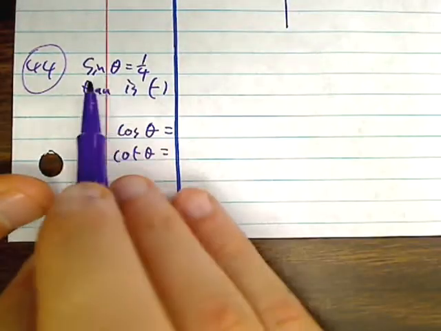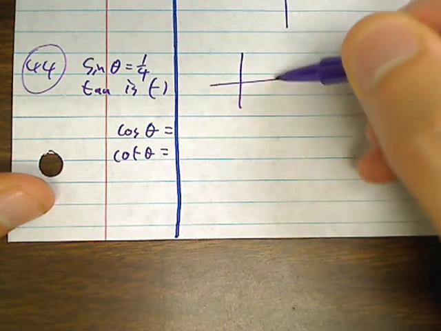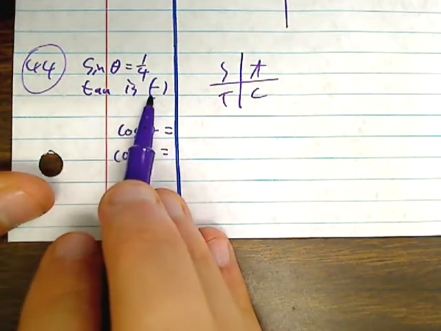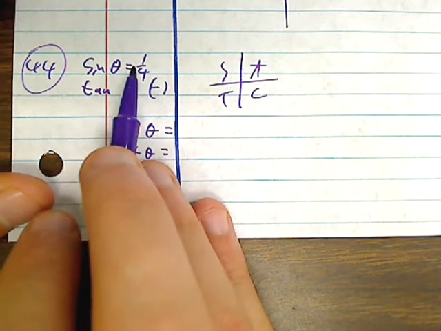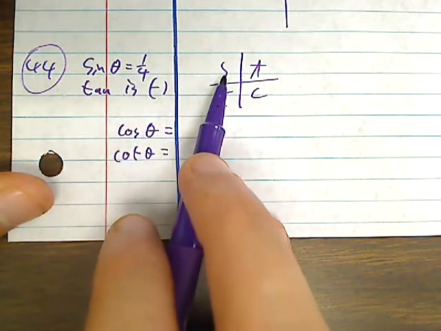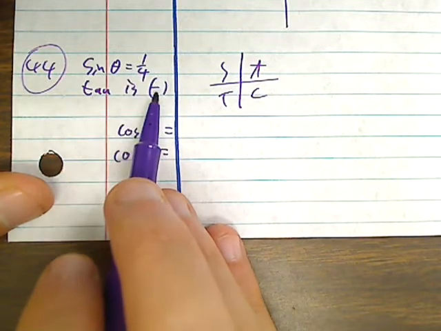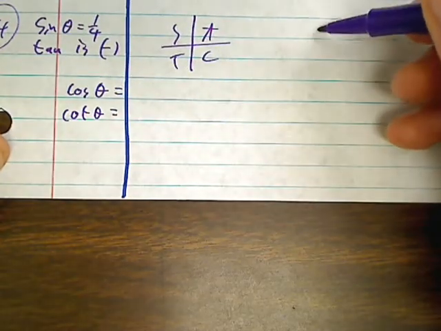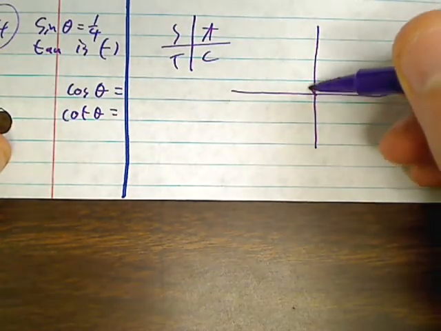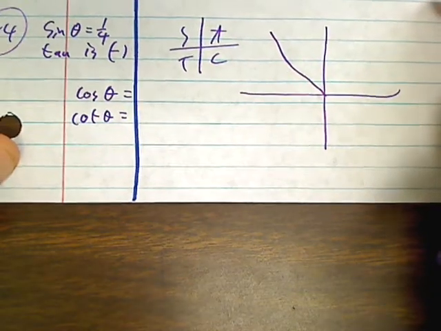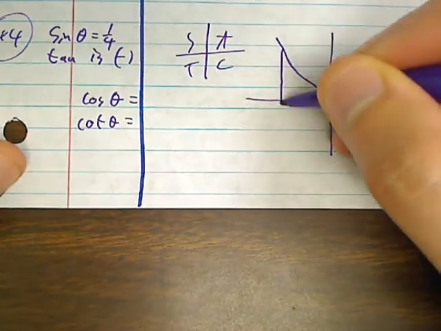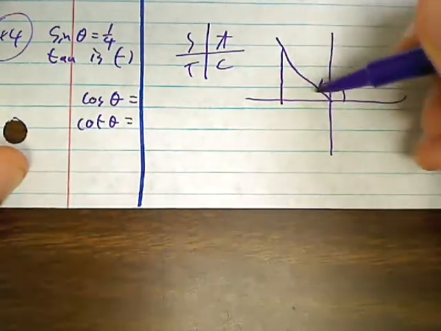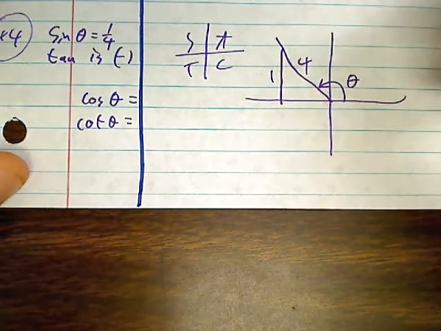All right, sine is, let's look at our all students take calc. Sine is positive, tangent is negative. Okay, for sine to be positive and tangent to be negative, we have to be in the second quadrant. So let's draw my angle in the second quadrant here. Okay, there's my angle. Now sine is 1 over 4, so the opposite over hypotenuse is 1 over 4.